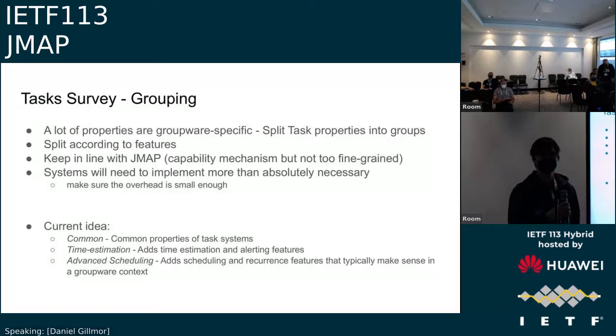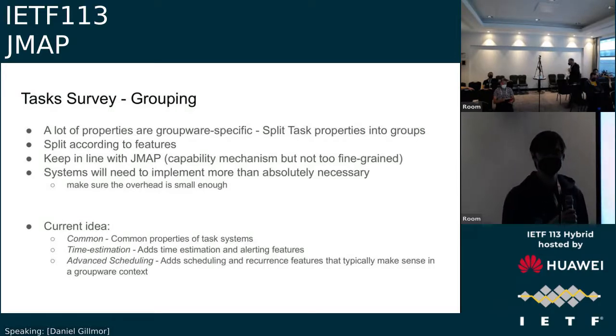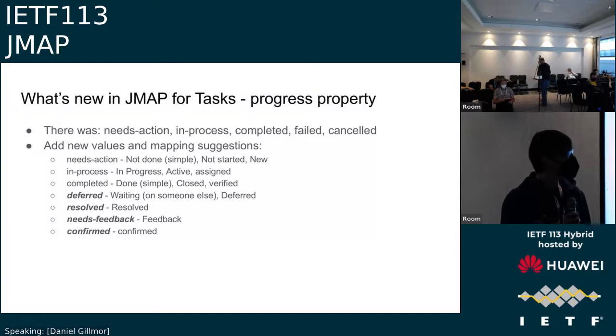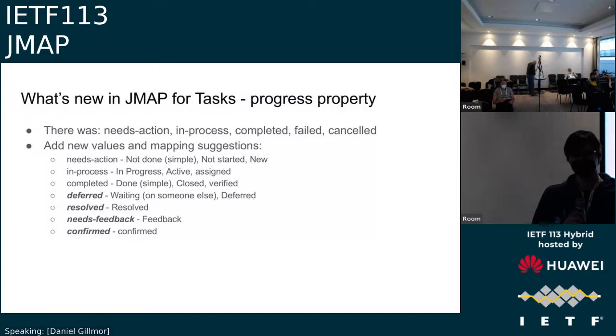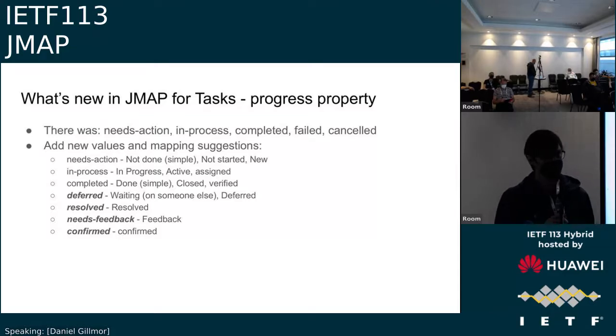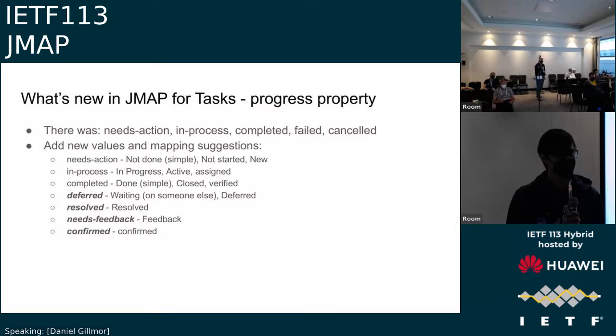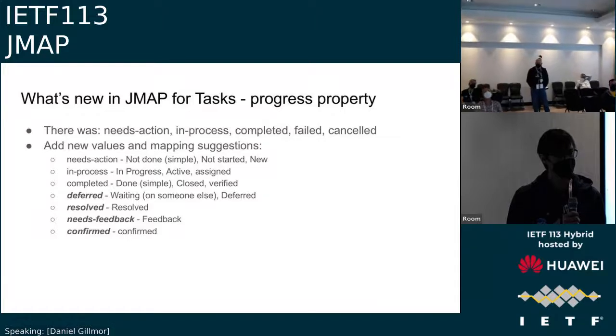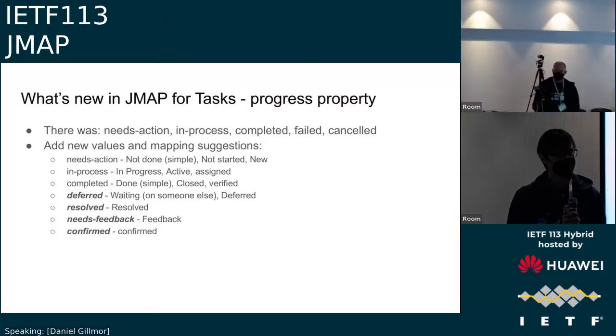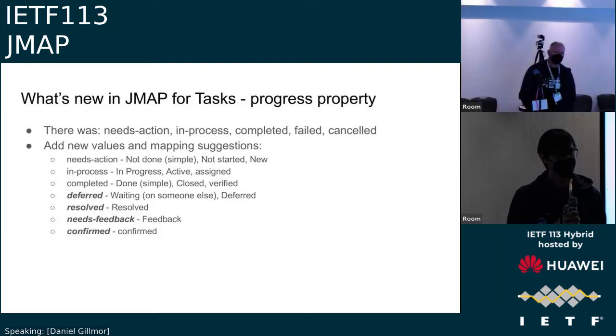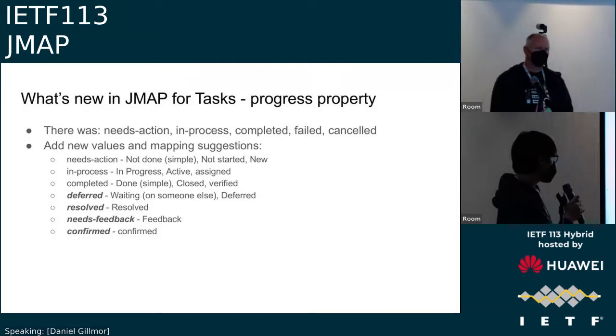I just had a comment on the chat that I was asked to take to the mic. Confirmed seems orthogonal to the other states here. And it sounds to me like each task has exactly one progress property. So I don't know how I indicate that something is, say, confirmed and deferred, or confirmed and in process? That seems a little bit confusing. I'm also not sure why we have both resolved and completed. I wouldn't know which one to pick in most contexts.